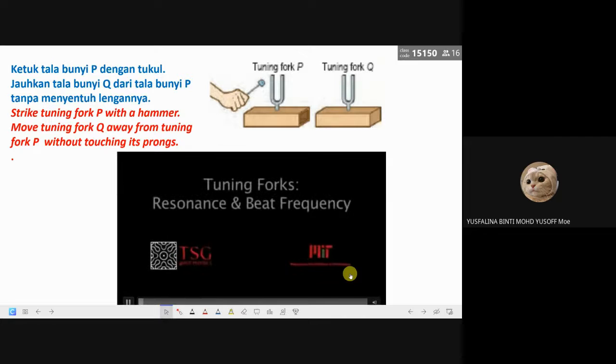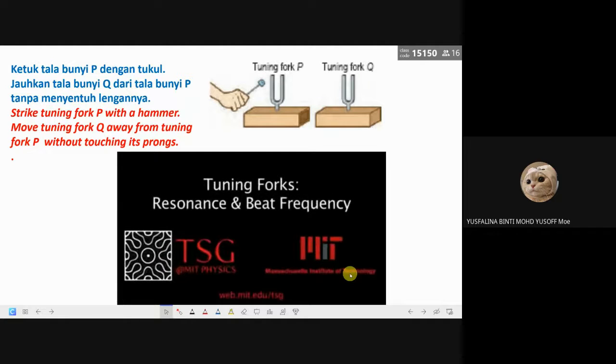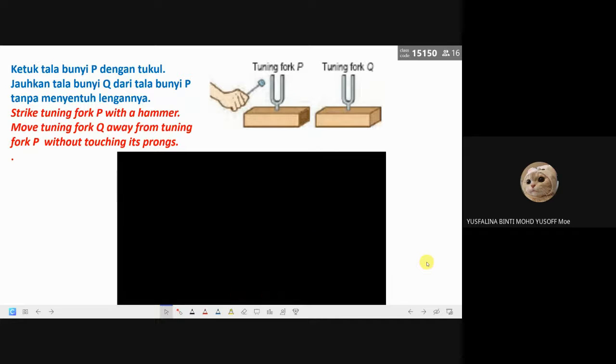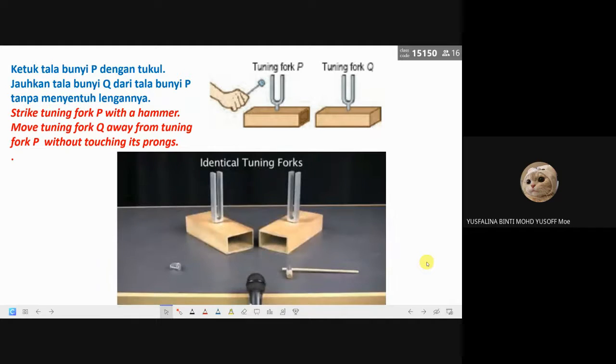So tuning forks, resonance and beat frequency. Alright, so this is two tuning forks. They use two identical tuning forks, so identical means they must have the same frequency. Both of them must have the same frequency because they are identical tuning forks, right?